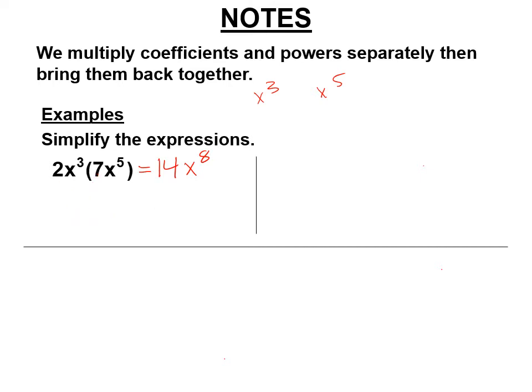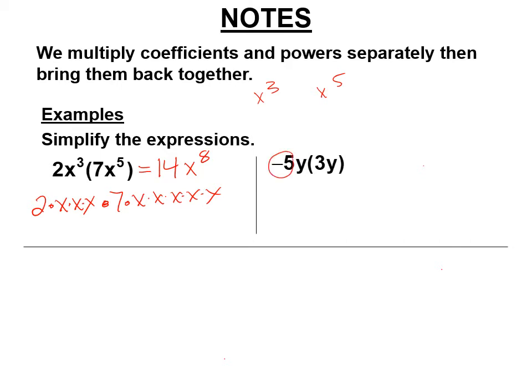Now why is it 14x to the 8th? Because this is 2 times x times x times x. And this is 7 times x times x times x times x times x. So you multiply those two, right? You have 14 times x to the 8th. That's what you have. And notice I say x to the 8th. I don't say x to the 8th power because we're going to say this hundreds and hundreds of times. 14x to the 8th.